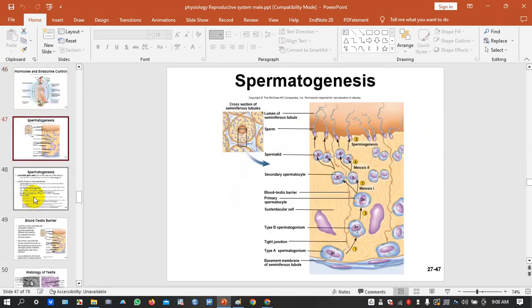Okay, so this is the diagram I'm looking for. Spermatogenesis, we will come back there. So we have, this is a basement membrane, type A spermatogonium. It is an immature sperm cell producer. So immature sperm cell, a precursor of sperm cell. Okay, so we'll get there, but I want you to see the Leydig cell.